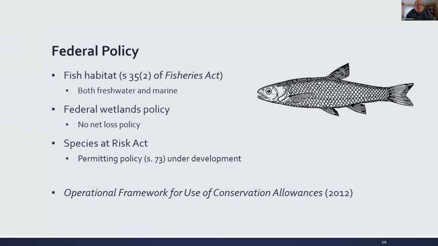Federally, the focus of our discussion today, of course, is the fish habitat provisions of the Fisheries Act, Section 35.2, which apply to both freshwater and marine environments. There's also a federal wetland policy with a no net loss goal. Species at risk covers development affecting the habitat of species at risk. And there is a draft offset policy that is applicable to Section 73 permitting of activities that do impact species at risk. There is also an overall federal policy that is currently under review, and I understand will be updated this year, and that's the operational framework for the use of conservation allowances that was published by Environment Canada, as it was then known, in 2012.